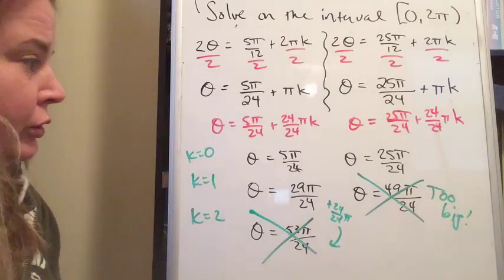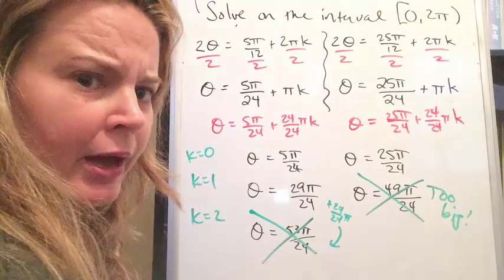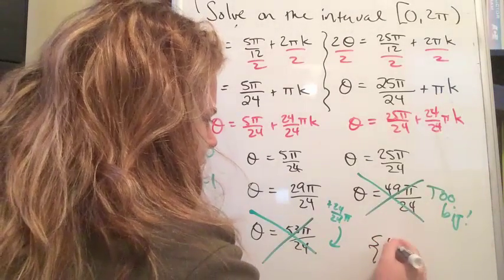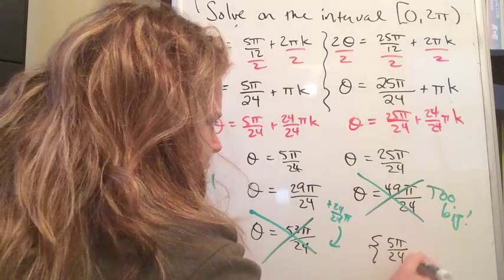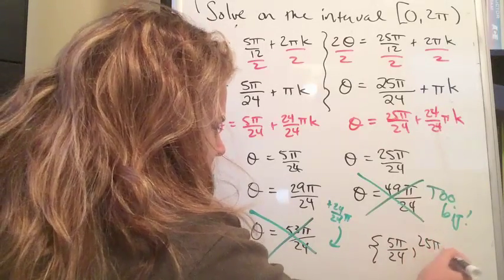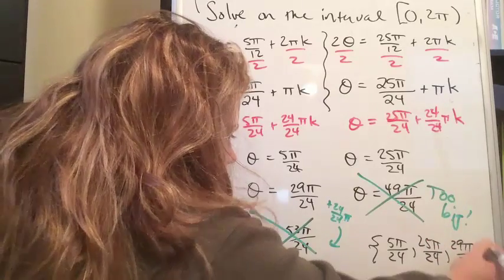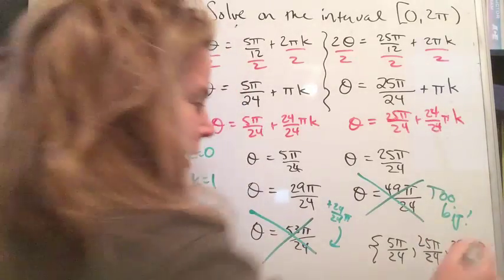So what is our solution to this problem? Unfortunately, I don't have room, maybe I could squeeze it up here. Our solution is 5 pi over 24, 25 pi over 24, and 29 pi over 24. Did that fit? Yes.